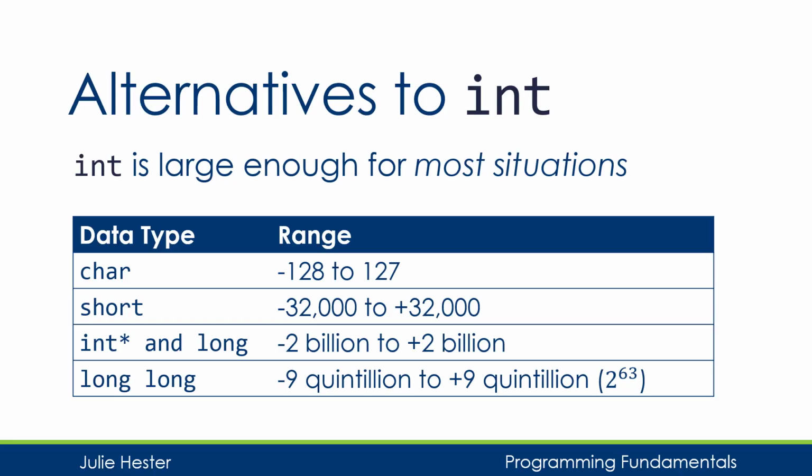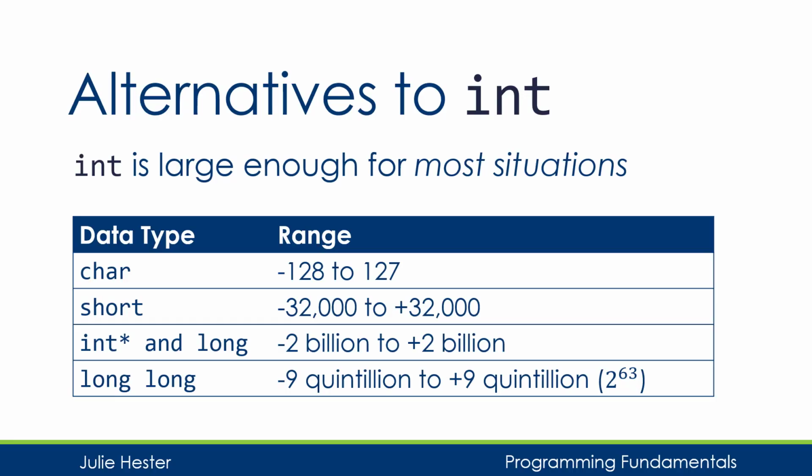Now, when I listed the range for these, I put rounded numbers because I don't think it's beneficial to memorize the exact range on these, but rather if you just know roughly how big of a number you can put in these different data types, then you'll know if that's the right data type for what you need.